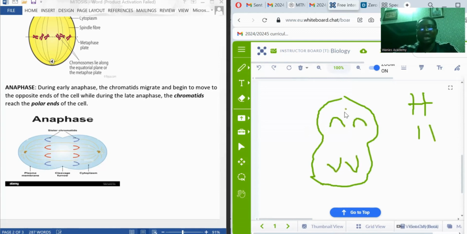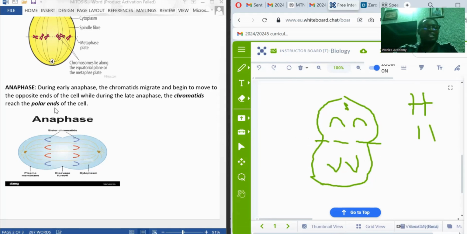The poles. And as they try to migrate, this is the daughter cell trying to move towards the opposite end of the pole, the cell starts to pinch in. Impingement or cleavage is the initiation of this dividing cell. You can see that the cell starts to divide at the center. Now, the division of the cell is known as what? Impingement or a cleavage furrow.